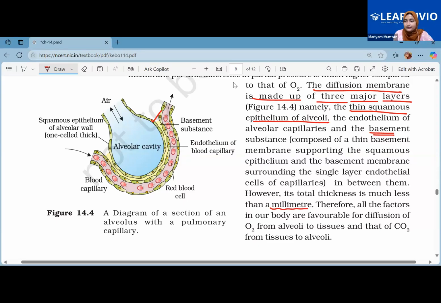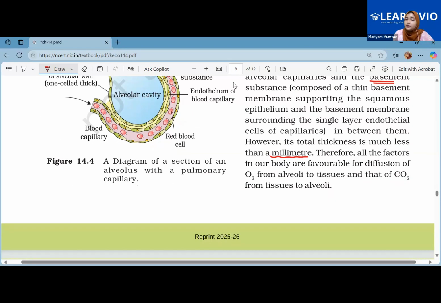It's that thin. And in our body, all of the factors have been made in such a way that the oxygen will be moving from the alveoli to the tissues and the CO2 will be moving out. Our body is made in such a way that the oxygen has to come in and the CO2 has to go out. Is it clear?